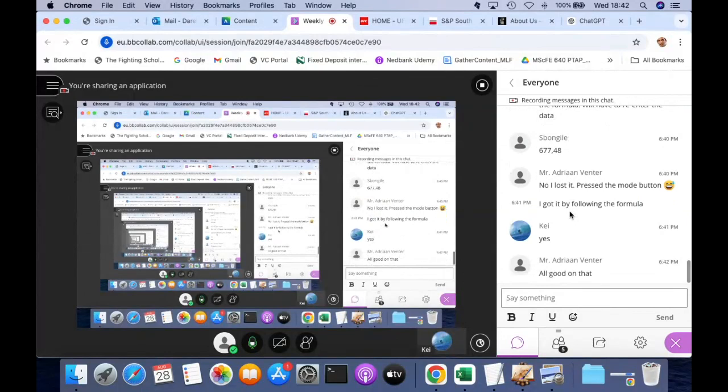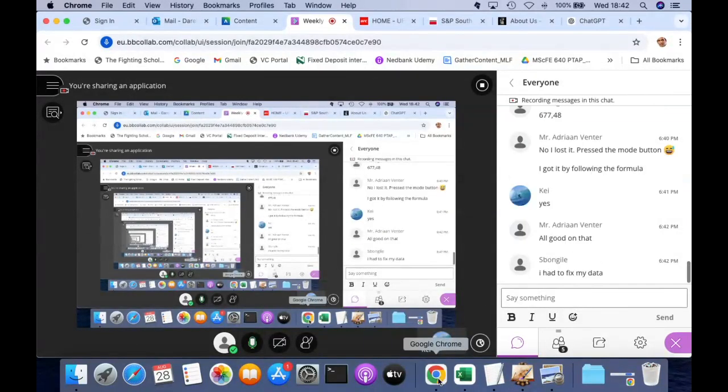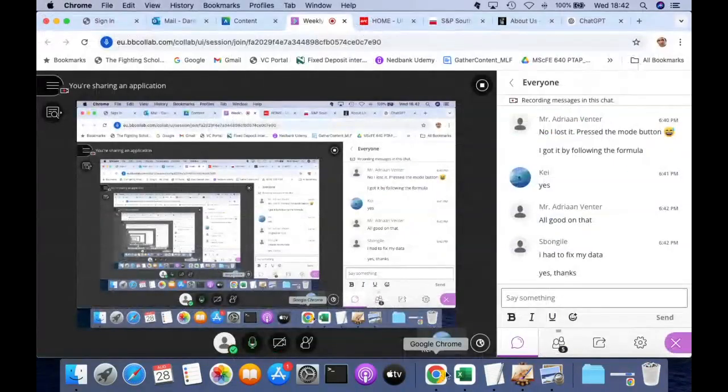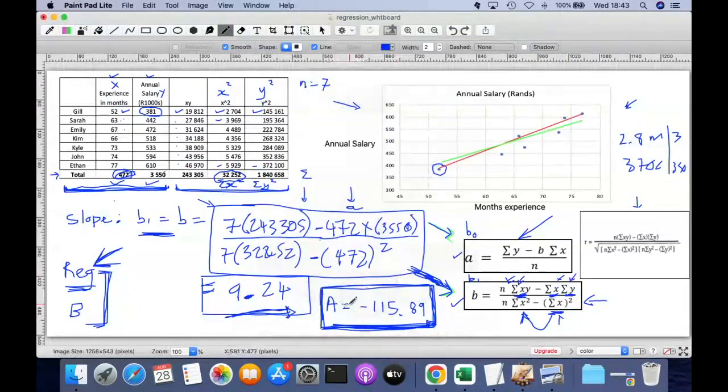Subangila, are you good? Are you able to access the A, but you're just getting a different value? Oh, you have to fix your data. Oh, okay. All right. So that's the shortcut to get A. You can use it to double check your answer. No problem. Let's do A using the long method.